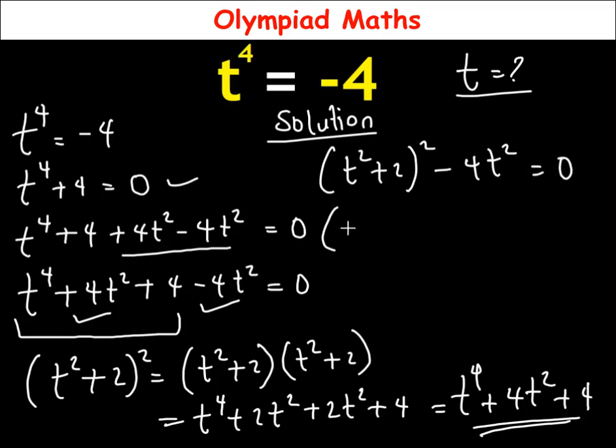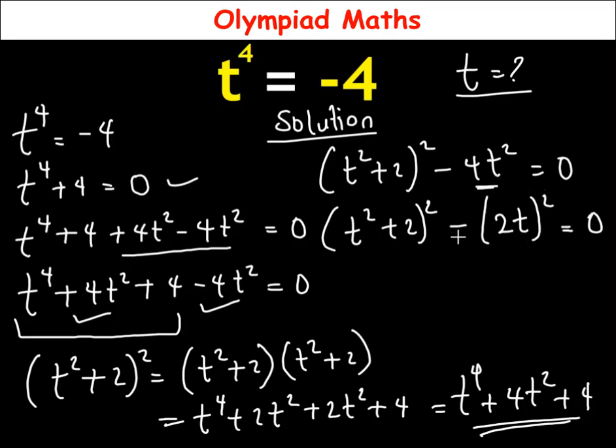So we then have in brackets t squared plus 2 all raised to the power 2 minus, this can be written as in brackets 2t all raised to the power 2, because 2 squared is 4, t squared is t squared, so you still have it back, is equal to 0.